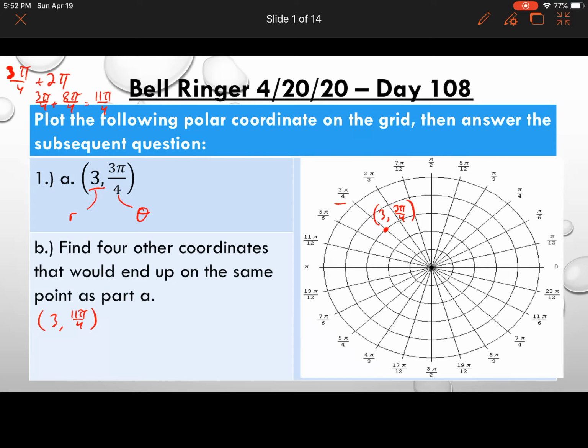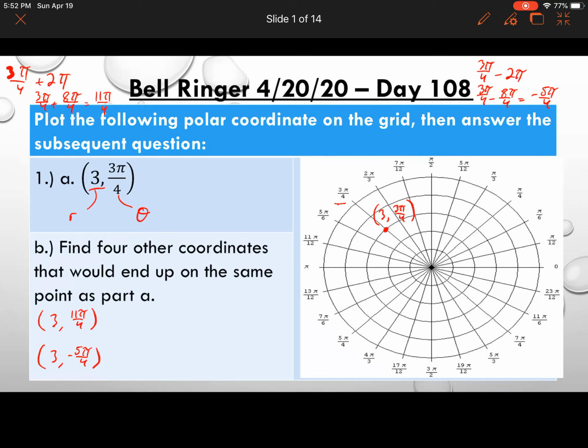All right. So we tried adding 2π. Let's try subtracting 2π. So once again, we're still going to do the 3π/4, minus 2π. That would be the same thing as 3π/4 minus 8π/4. So that gives us negative 5π/4. So that would be another coordinate that would be in the exact same spot: (3, -5π/4).